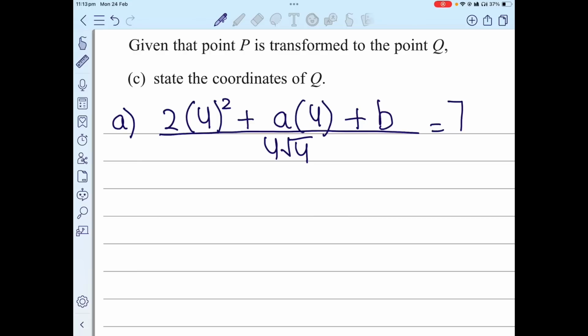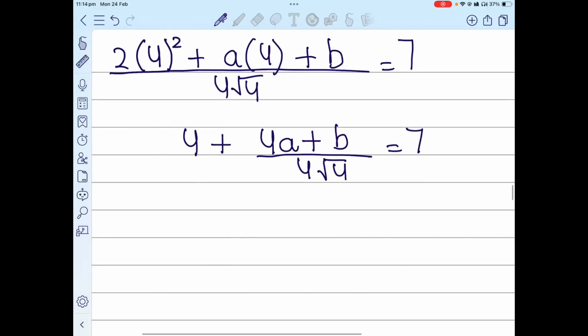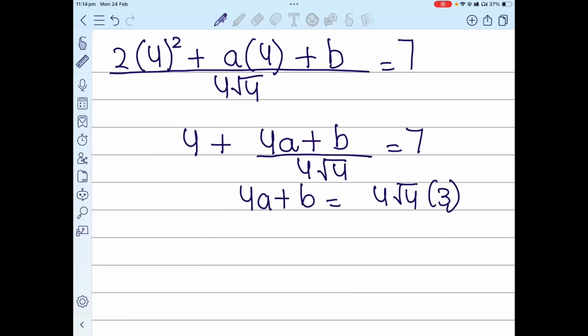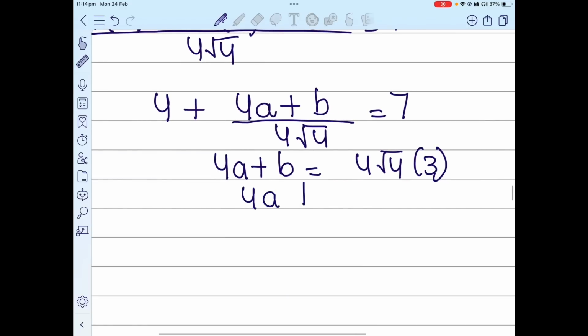Now what is 2 into 4 squared? 2 into 4 squared is 32, divided by 4 root 4, that's going to be 4, plus (4a plus b) divided by 4 root 4, is given by 7. Now 4a plus b is equivalent to 7 minus 4, which is 3, so 4 root 4 into 3. That is basically 24, so 4a plus b is 24 as they have asked.